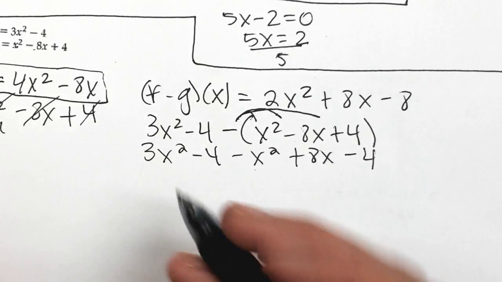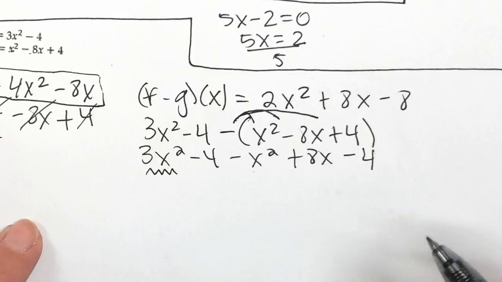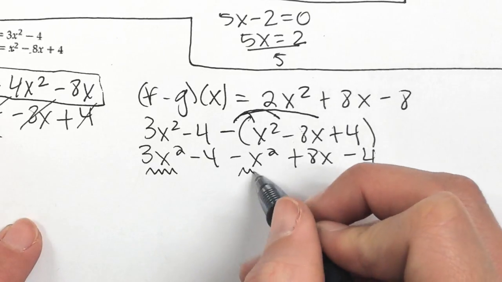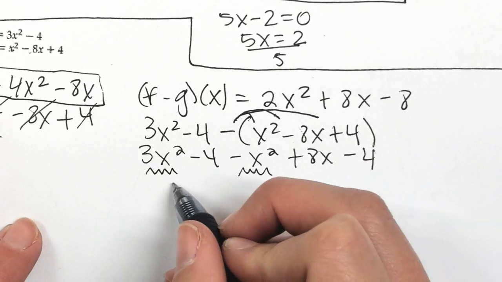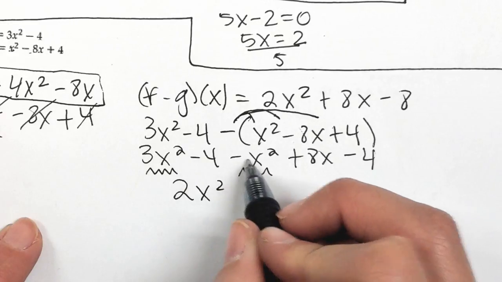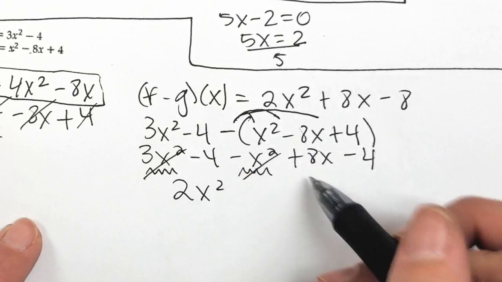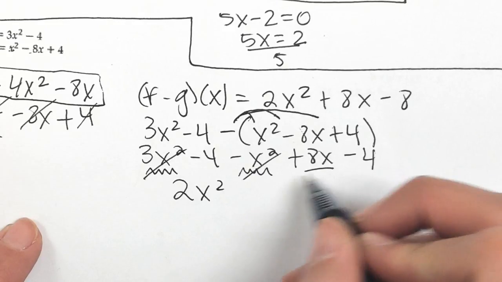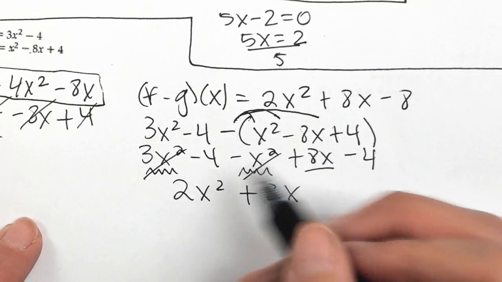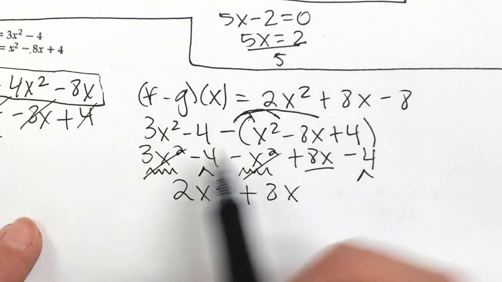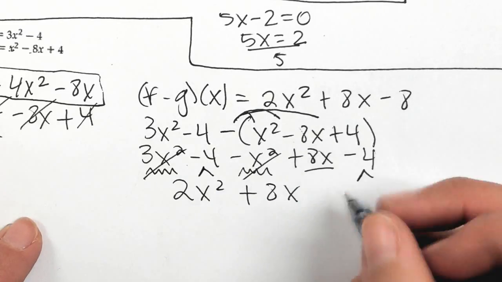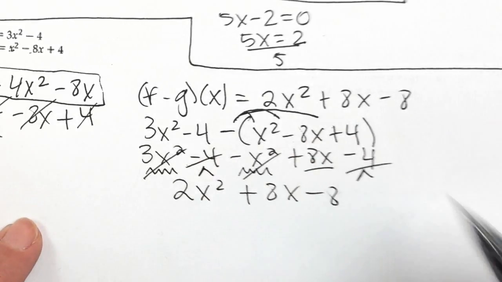Alright, so 3x squared, what is its like term? And what do you get when you combine them? Good, because 3 minus 1 would be 2, and you just keep the x squared. And then the 8x, does it have any like terms? No, so you just bring it down. And then these two right here, what's negative 4 minus 4? Negative 8.